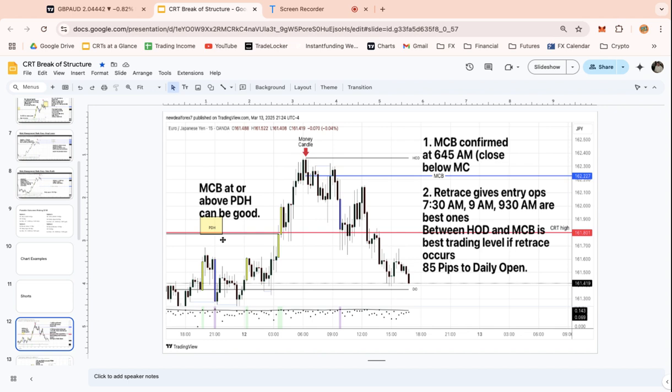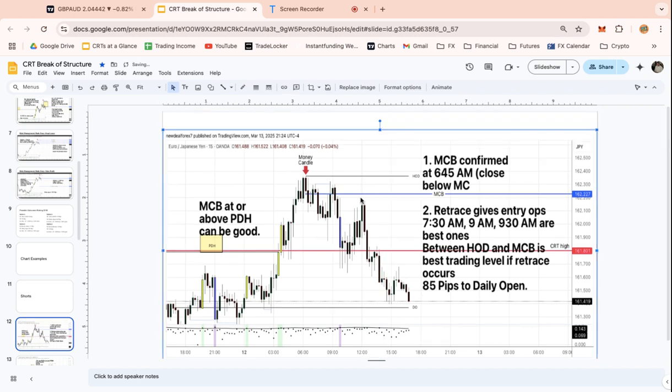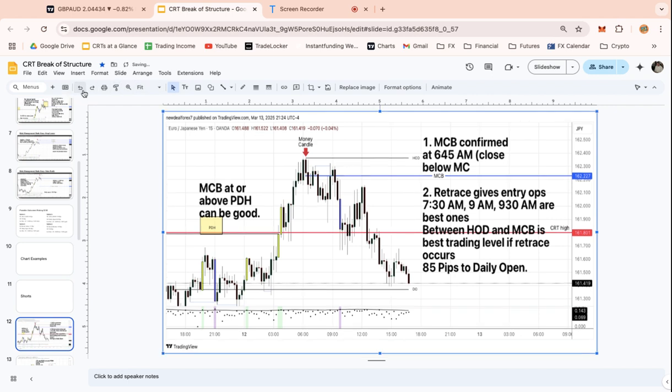But once again, very simple. Is price above the high of day? Next, I need to find my money candle. Next, I need a break of the money candle low when I'm going short. And then I just expect a straight drop, with some retraces, that's fine. But at the end of the day, it should not break the money candle high. Should not break the money candle high.